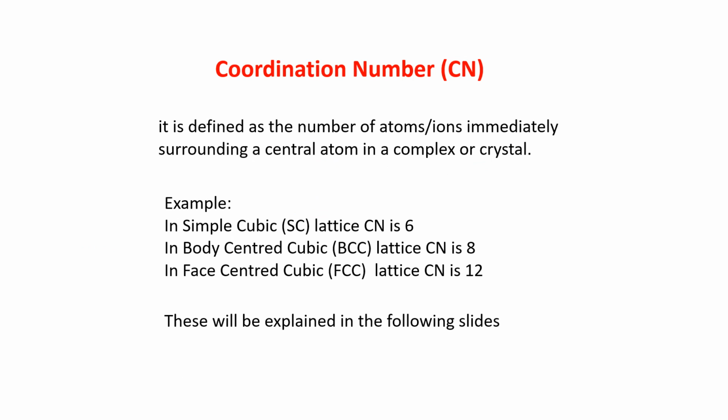Now this slide is coordination number. As you can see, coordination number is denoted by Cn. So for the next slides, coordination number will be written as Cn. Now what is the coordination number? A coordination number is defined as the number of atoms or ions immediately surrounding a central atom in a complex or a crystal. That means a particular atom is surrounded by how many atoms are touching that particular atom. That is the coordination number of that particular atom.